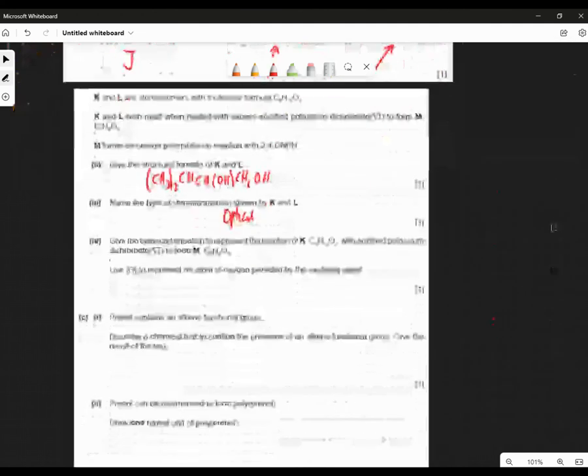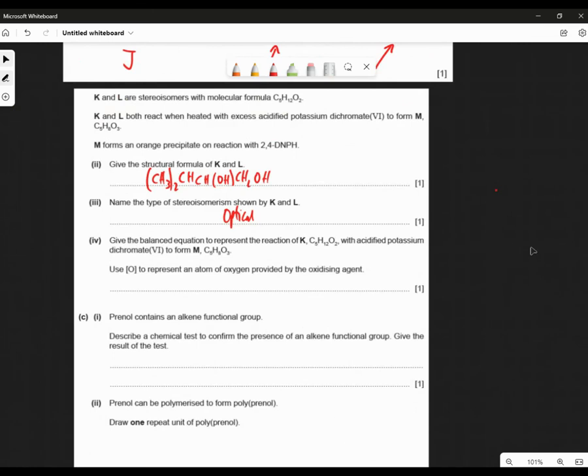Okay, give the balanced equation to represent the reaction of K with acidified dichromate. We can use that. Now they've told us what it is. It's C5H12O2, and it's going to give us C5H8O3. Okay, so obviously we're going to get some water off, and we're going to get 3 oxygens from the oxidizing agent. Now these are tricky.